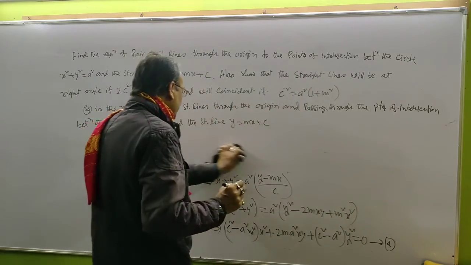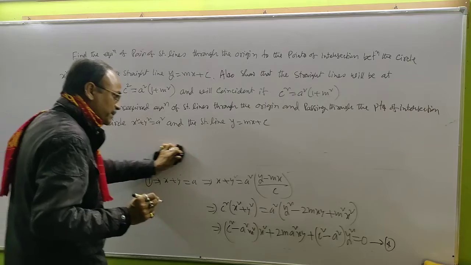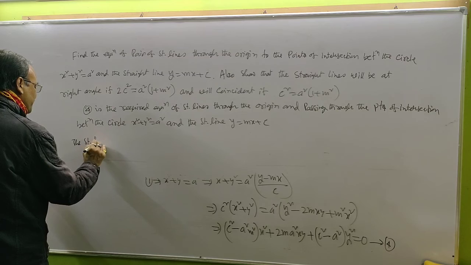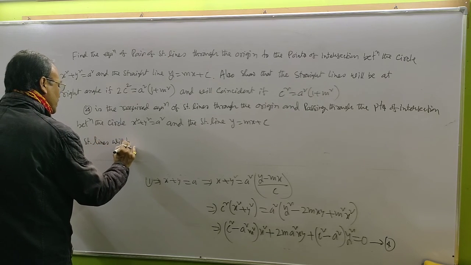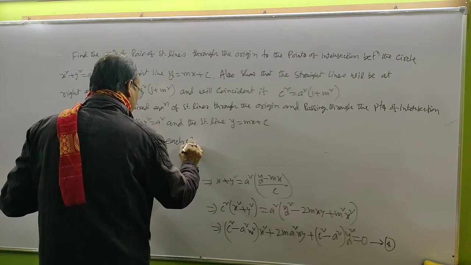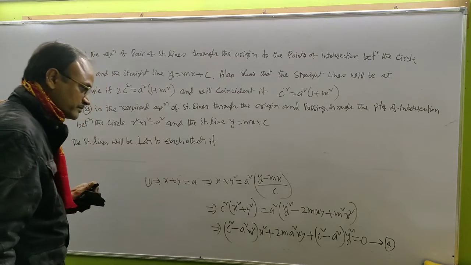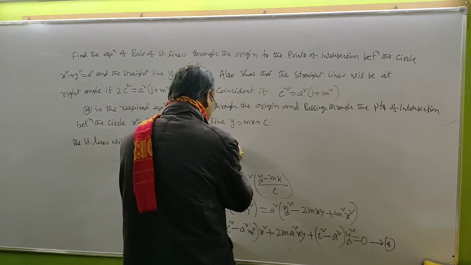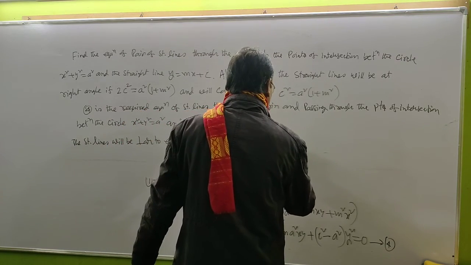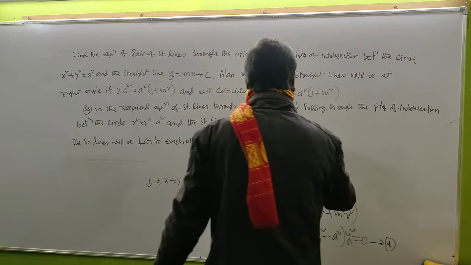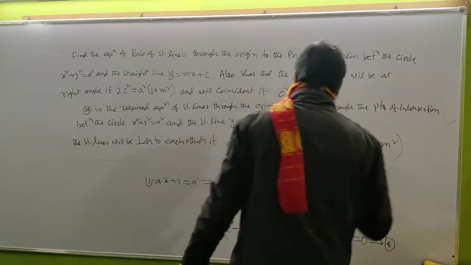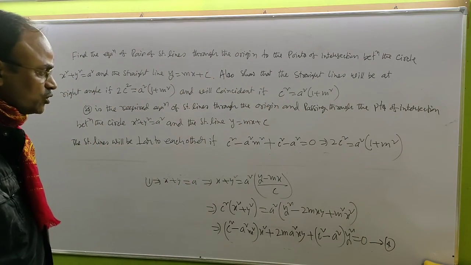The two straight lines will be perpendicular to each other if coefficient of x square plus coefficient of y square equal to 0. This means twice c square is equal to a square into 1 plus m square.